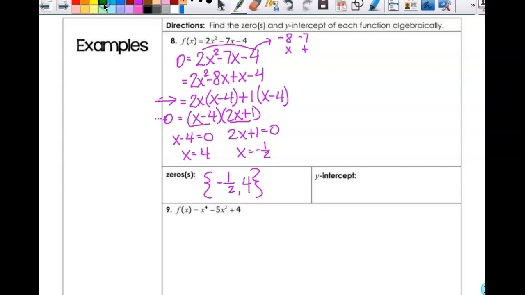Alrighty. So then y-intercept, f of 0 equals 2 times 0 squared minus 7 times 0 minus 4. So f of 0 just equals negative 4. Did I really even need to do any work there? No, because you should be able to tell that those just zero out.